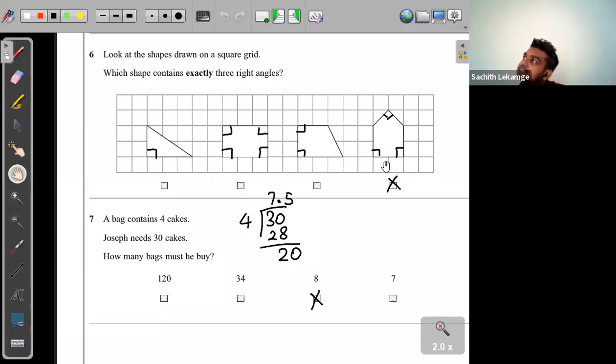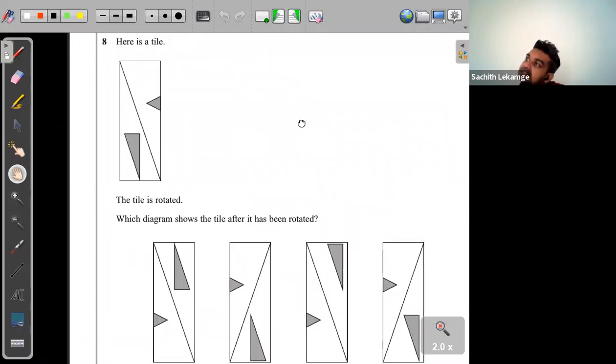Six, the answer is this one. Okay, here is a tile. The tile is rotated. Which diagram shows the tile after it has been rotated? Now, okay.